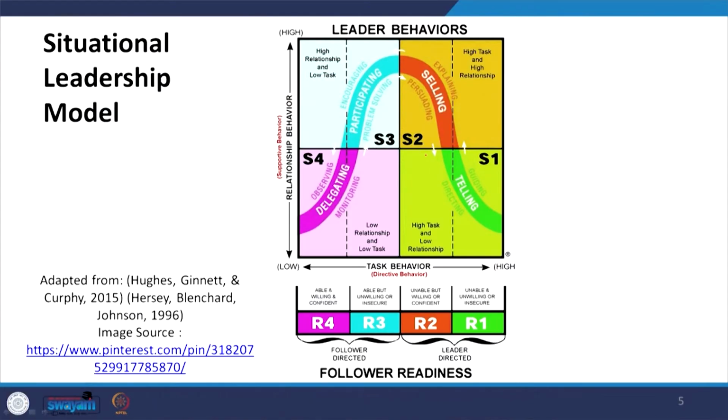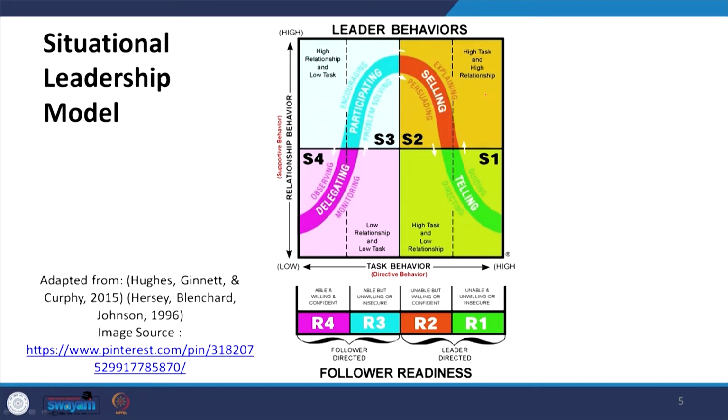Selling style means explaining to them and persuading. So in that case what will happen is they will be able to do the task, because they are unable but the willingness is there. So the leader should explain to them; selling means explaining and persuading. So here there will be high task and high relationship.